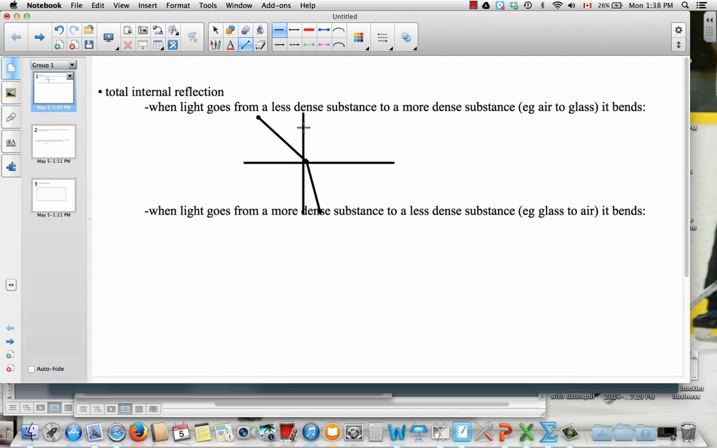So we measure angles with respect to an imaginary normal line. Here's that imaginary normal line here. And so this substance here is air, and then this substance down here is glass. So the angle in the air is larger than the angle in the glass. It bends towards the normal line.